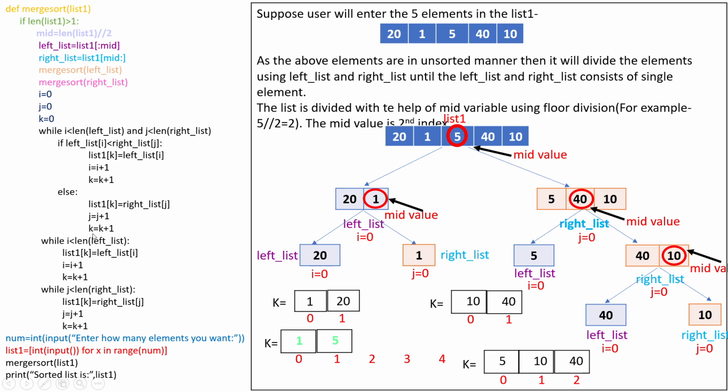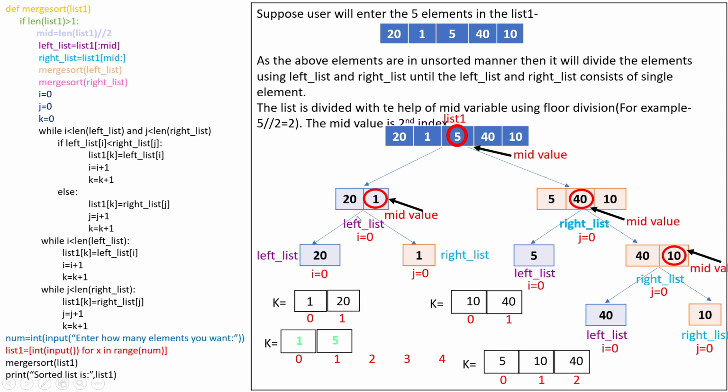Again, now j will be incremented by 1. j becomes now 1, and k becomes now what? 2. Why 2? Because it has already been incremented in the if condition. So here 1 plus 1 becomes 2. It will go in the while loop again. i is already 1. 1 less than the length of left list. Yes.